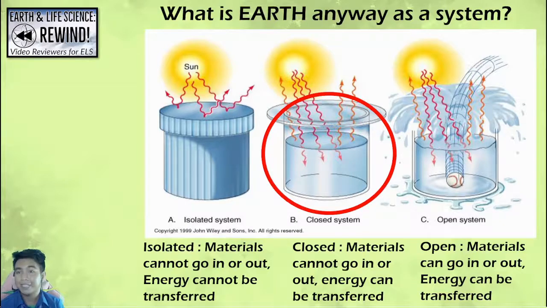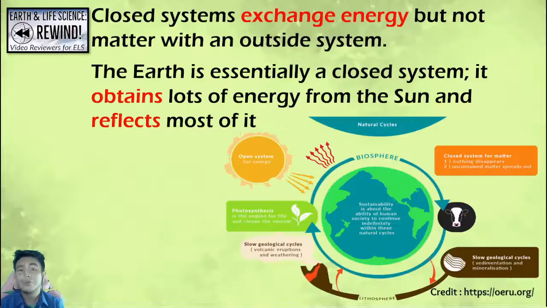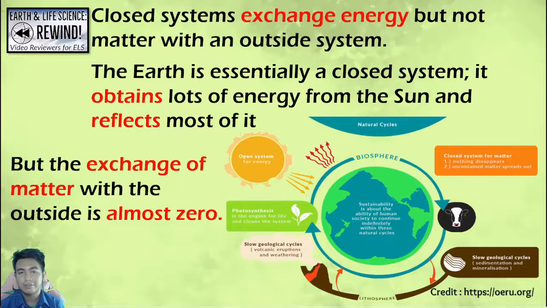Materials cannot be exchanged or are rarely exchanged, but energy can be transferred. Closed systems exchange energy, but not matter, with the outside system. The Earth is essentially a closed system, and it obtains and reflects lots of energy from the sun. Not only does it absorb, it also reflects it. So there is a dynamic between the sun and the Earth when it comes to energy transfer. Remember that the exchange of matter within a closed system is almost zero.